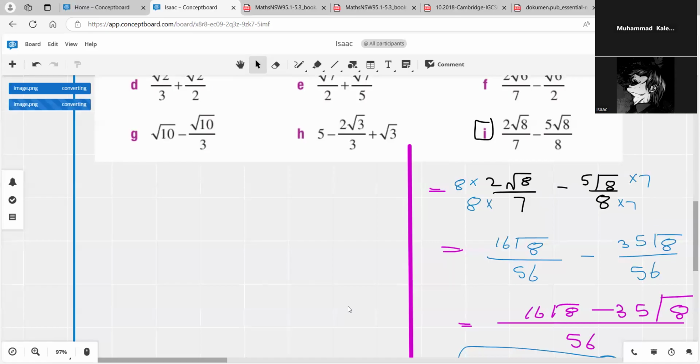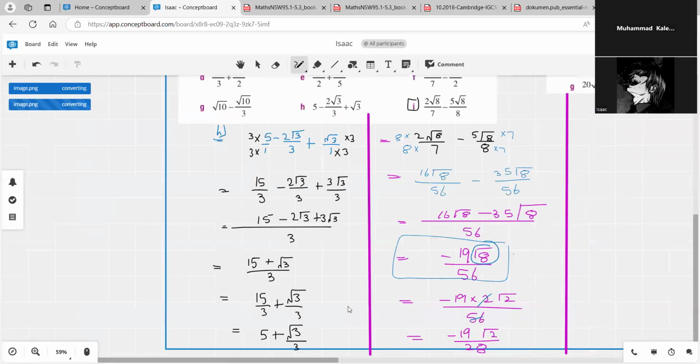I got 15 plus square root 3 over 3. Yeah, that's the right answer. Can we simplify it further? I don't think so. Okay, I solved it here as well. Yeah, this is the answer, but we can simplify it further.